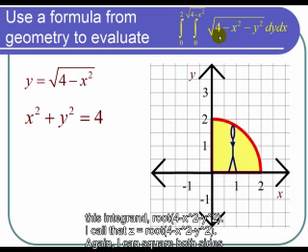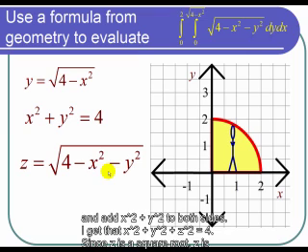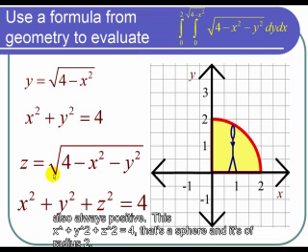So now let's look at this integrand, the square root of 4 minus x squared minus y squared. I call that z equals the square root of 4 minus x squared minus y squared. And again, I can square both sides and add x squared plus y squared to both sides. And I get that x squared plus y squared plus z squared is equal to 4. And also, since z is a square root, z is also always positive. This x squared plus y squared plus z squared equals 4, that's a sphere, and it's a radius 2.